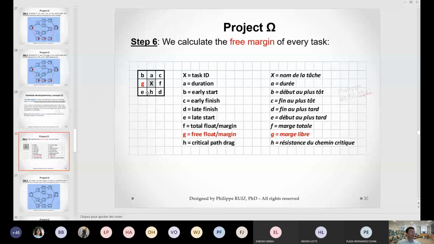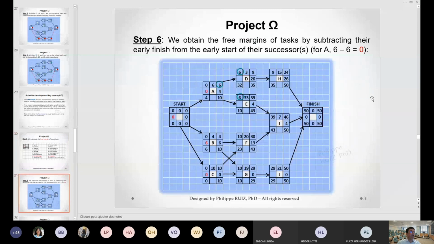You're going to see how to do that. So here, that's my free margin. It's G, that is cell here. And how is it obtained? Well, it's fairly easy. You obtain the free margin of a task by subtracting its early finish from the early start of its successors. For instance, A is followed by D and E. So I take the lowest value of the successors if it's not the same value. Here it's the same, so it's okay. If D had been 6 and E 7, I would have picked D, because D would have started earlier than E, but that's not the case here. So I do 6 minus 6 and I get 0.